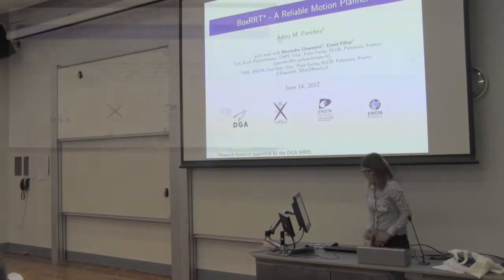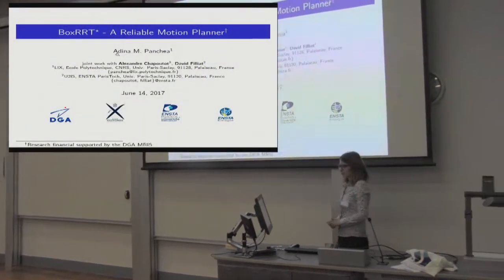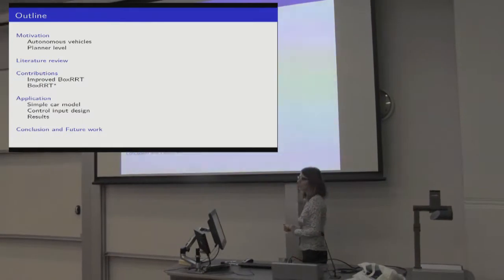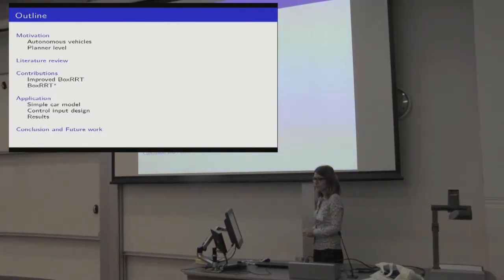Hello. So today I'll talk about some reliable motion planners, which can then be used in applications such as autonomous vehicles. I will show some literature review, some algorithms from the literature review which are at the core of the proposed reliable motion planner. I'll present the contributions on this thematic, and I will show a small application, and I will finalize with conclusion and future work.